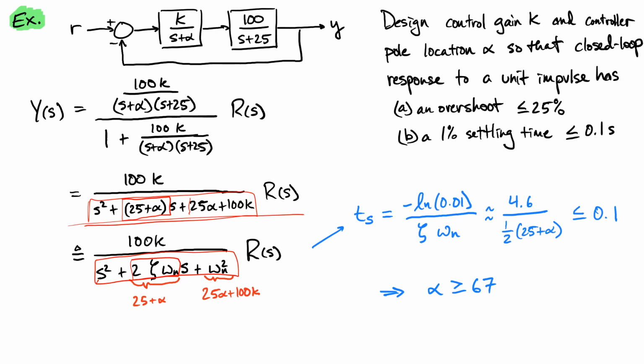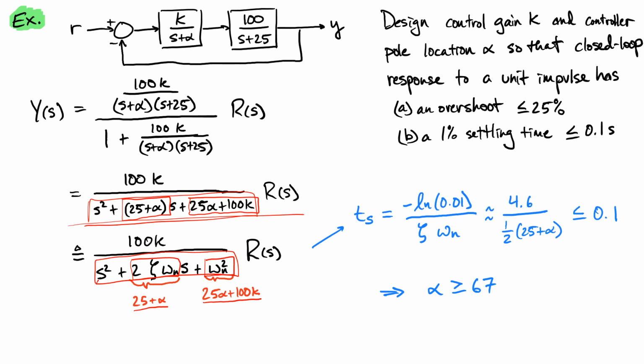Likewise, our constant term is 25 alpha plus 100k, and we can say that that should be correlated here to our omega n squared. So we can say the square of the natural frequency is 25 alpha plus 100k, and that 2 times zeta times omega n is 25 plus alpha. So we can use these quantities when we're going to try to calculate out our time domain specifications.